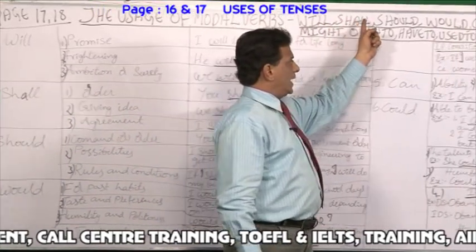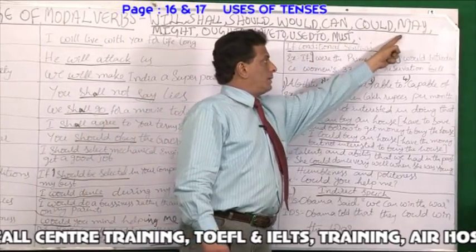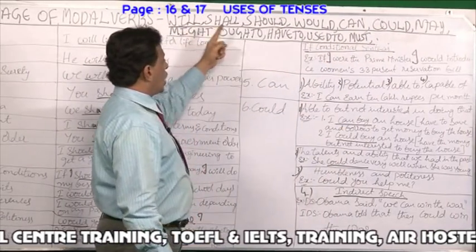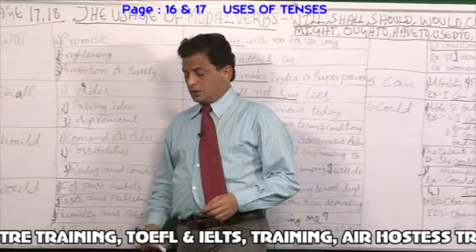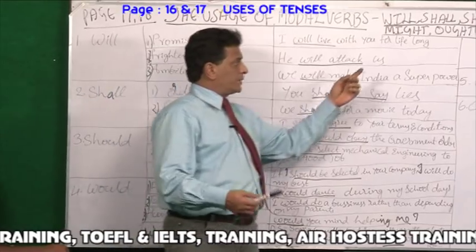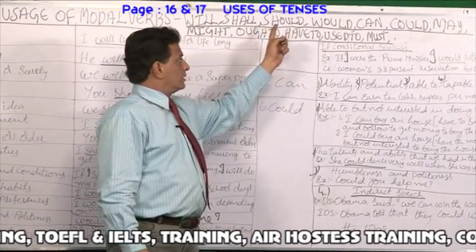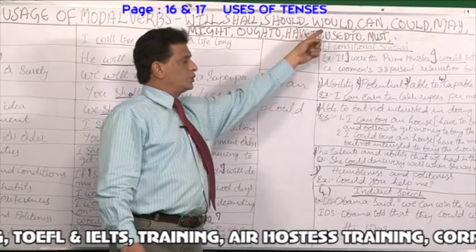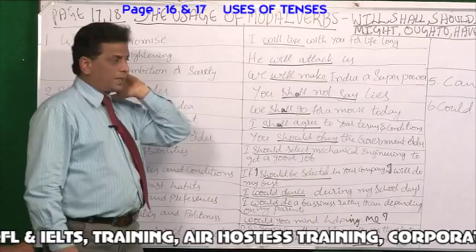Will, shall, should, would, can, could, may, might, ought to, have to, used to, must. All these verbs are called modal verbs. The modals are present and past. Will and shall are present tense modal verbs. Should and would are past tense modal verbs. Can is a present tense modal verb. Could is a past tense modal verb.